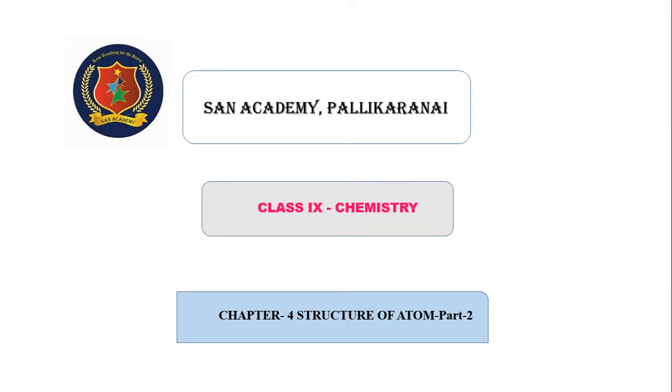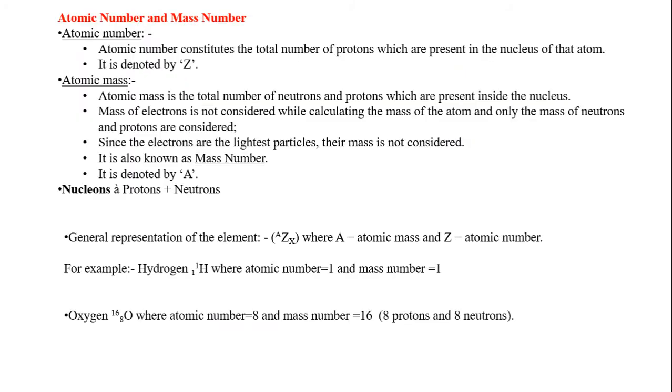Happy day, children. In the last PPT we saw how various scientists proposed the structure of an atom. We learned that the discovery of subatomic particles like protons, electrons, and neutrons led to the failure of Dalton's atomic model. Different models were proposed by various scientists. Today we are going to see about atomic number and mass number.